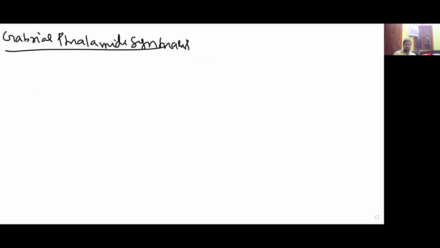So this is the final preparation of the amine, Gabriel phthalimide synthesis. I am requesting the NEET students, please avoid the Lossen, Curtius and Schmidt reactions, because they are not there in the NEET, and only Hoffmann bromamide is there. Okay, but this is also there in the NEET exam.